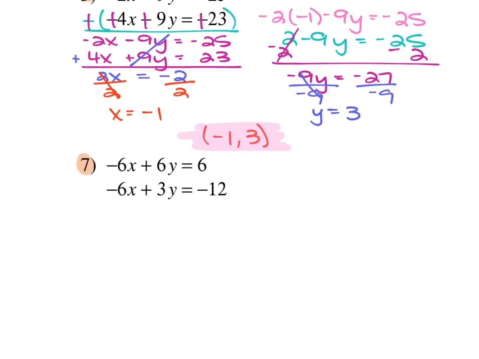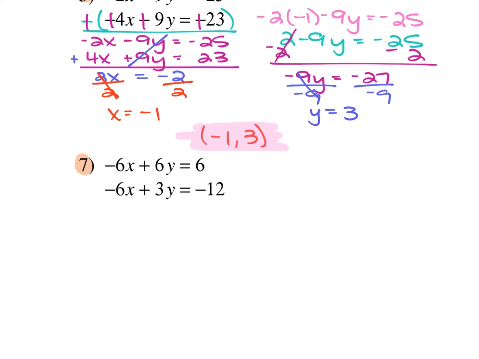For number 7, you have -6x plus 6y is equal to 6, as well as -6x plus 3y is equal to -12. Your x values here have the same coefficient. They're both the -6, so you're going to have to subtract these. If we subtract, again, we have to add the opposite.